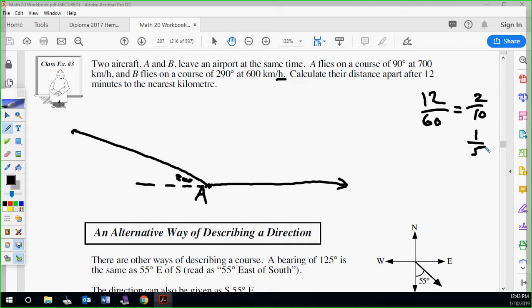So if we went 1/5 of an hour, that means they traveled 1/5 of 700 and 1/5 of 600. So you divide 700 by 5 and 600 by 5. When you do that, the distances they went are 140 kilometers and 120 kilometers.